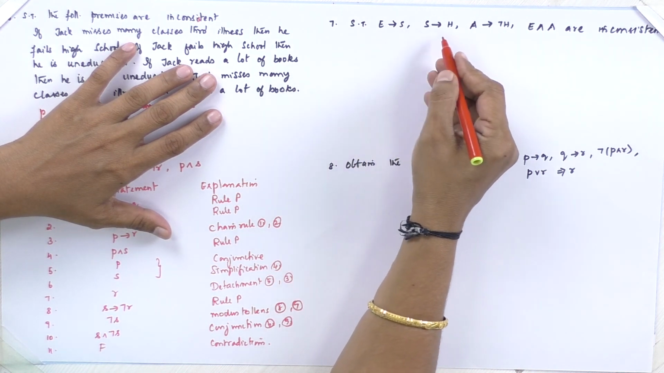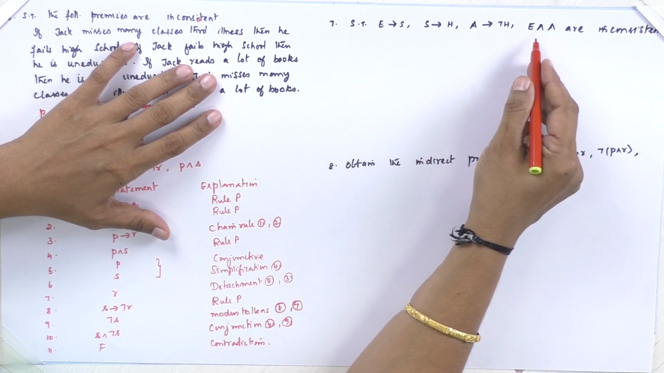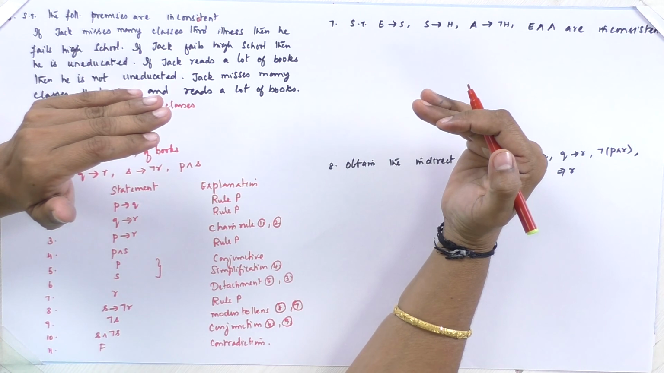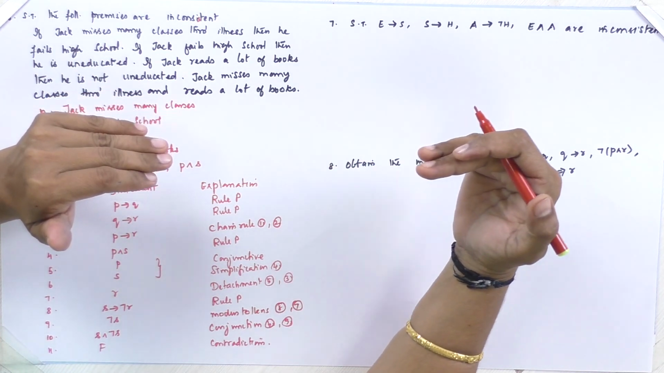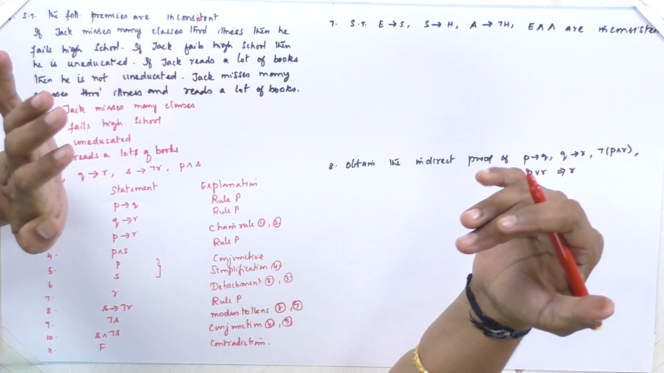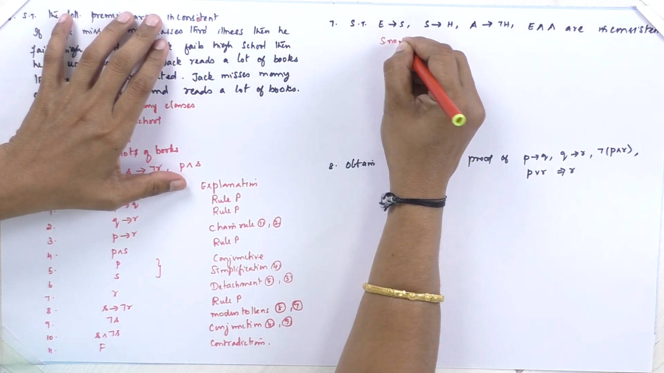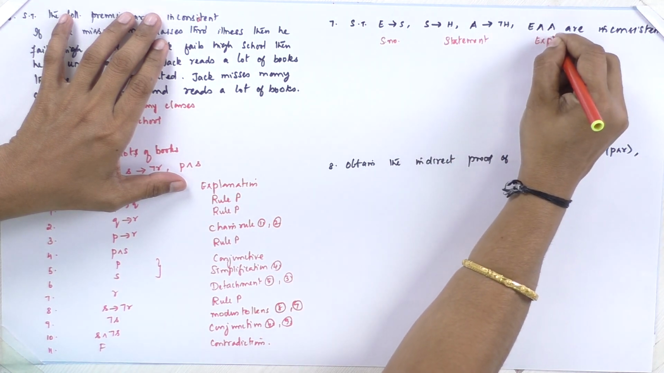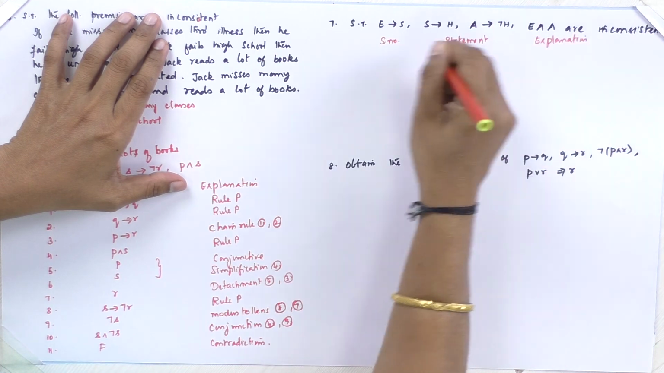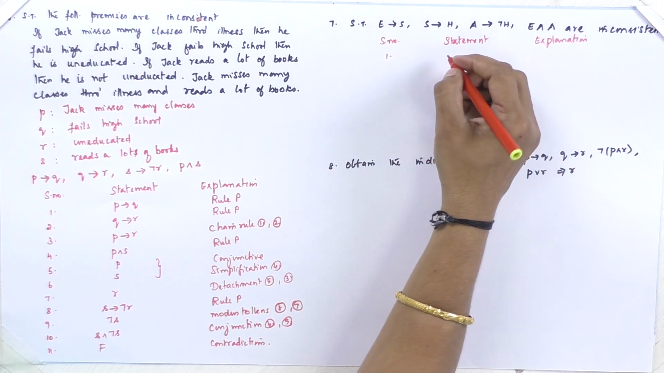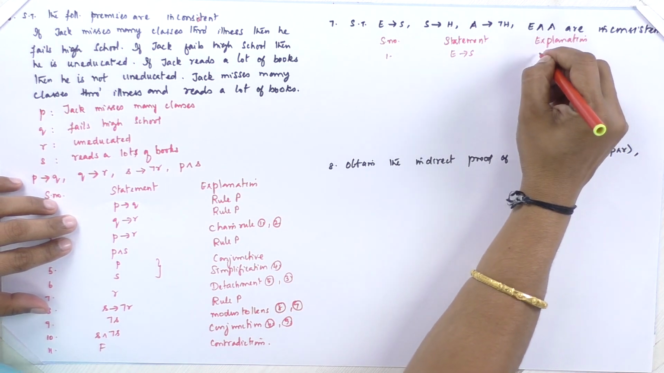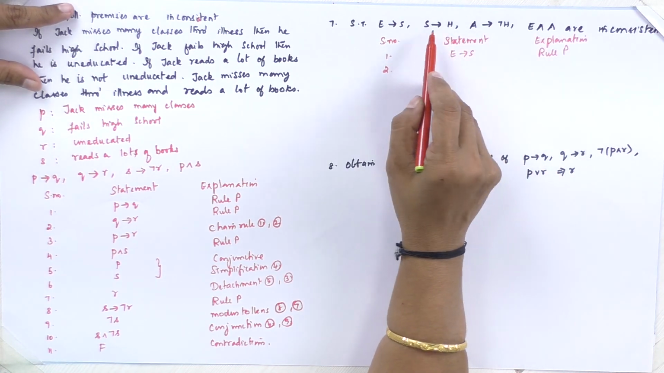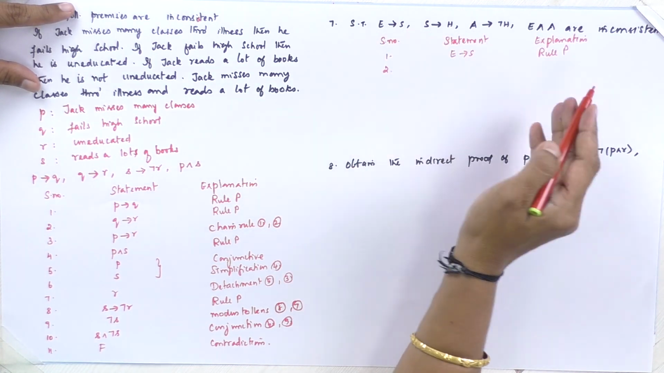Show that E conditional S, S conditional H, A conditional negate H, E and A are inconsistent. Inconsistent again means we will consider all the premises one by one, conjunct them, and finally see whether we get a contradiction. Serial number, statement, explanation. First I will take E conditional S, rule P. For the second one, I need not go for some other thing. If I take this now, I can do something with these two by chain rule.